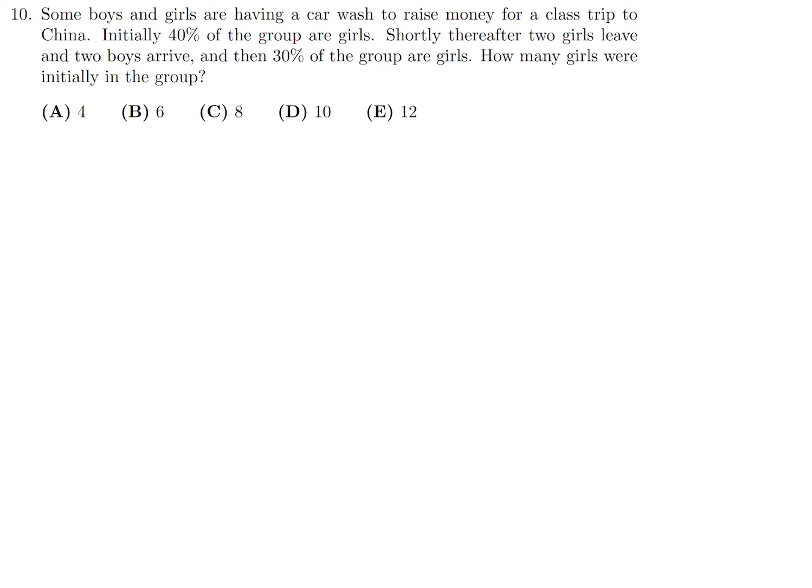Some boys and girls are having a car wash to raise money for a class trip to China. Initially, 40% of the group are girls. Shortly thereafter, 2 girls leave and 2 boys arrive, and then 30% of the group are girls. How many girls were in the group initially? G and B, those will be my letters, and initially G over G plus B, they're saying is 40%.